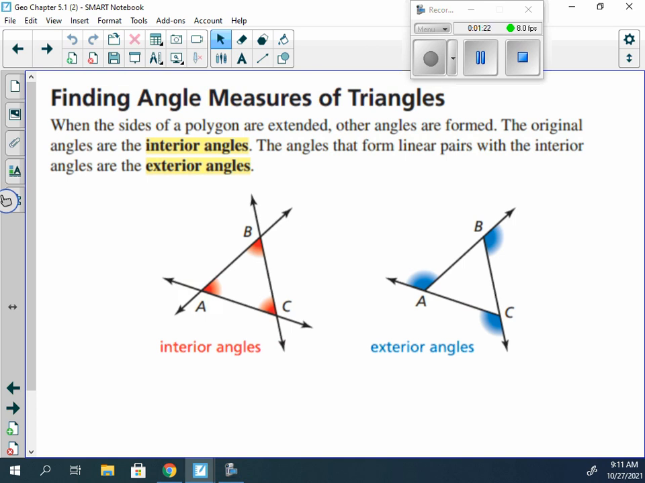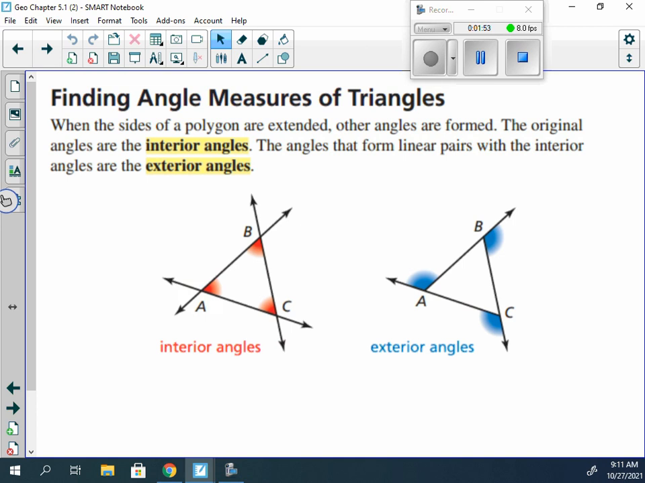Now what we're starting off today is when the sides of a polygon are extended, other angles are formed. The original angles are the interior angles. The lines formed with the interior angles are extended to be the exterior. So the main exterior angles that we look at are going to be the ones that make a straight line with the interior angle. We can pick how we want to set that up, but really the interior and the exterior angle will make a straight line.